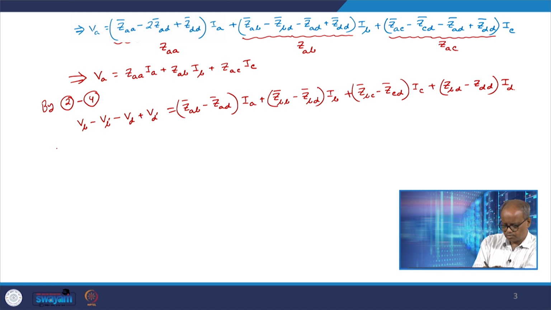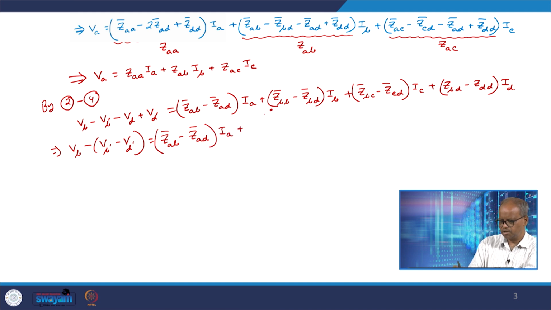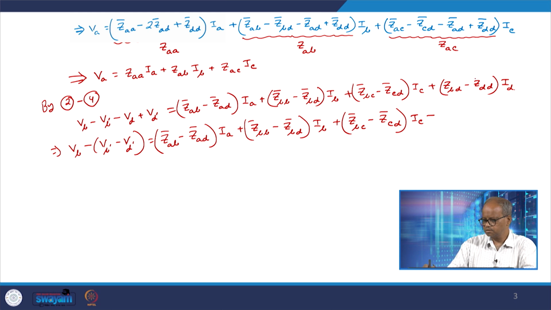So again as usual, I can write that VB minus VD is 0, so minus VB dash minus VD dash is equal to (ZAB minus ZAD) into IA plus (ZBB minus ZBD) into IB plus (ZBC minus ZCD) into IC and minus, sorry, these are all primitive, (ZBD minus ZDD) into (IA plus IB plus IC).